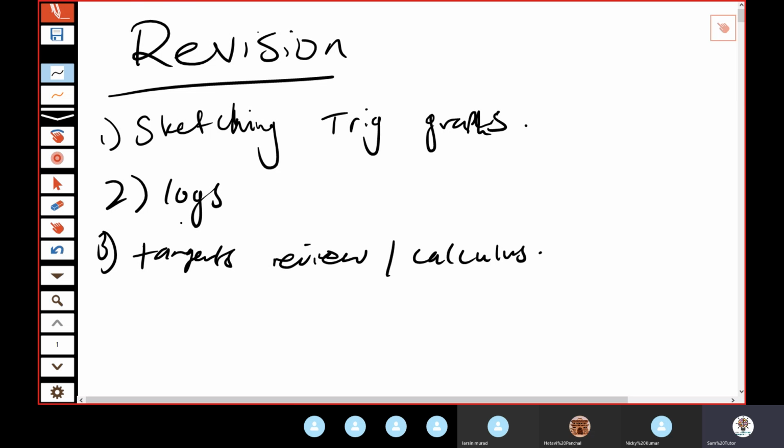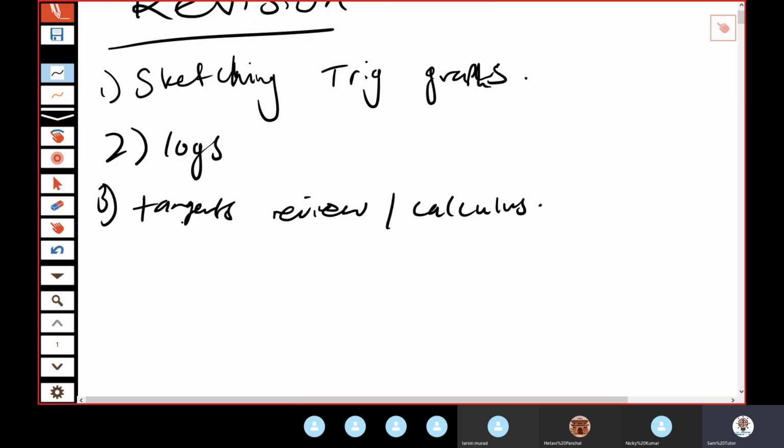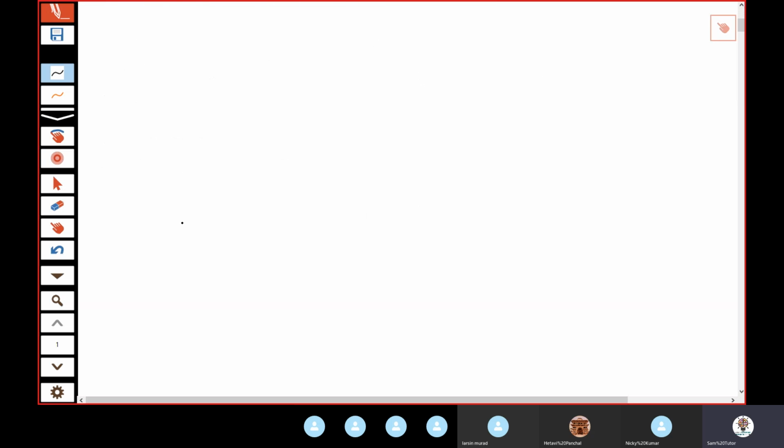So let's revise sketching trig graphs. We'll do a bit of logs, hopefully. We've got a time and then a bit of calculus as well. All right, trig graphs.